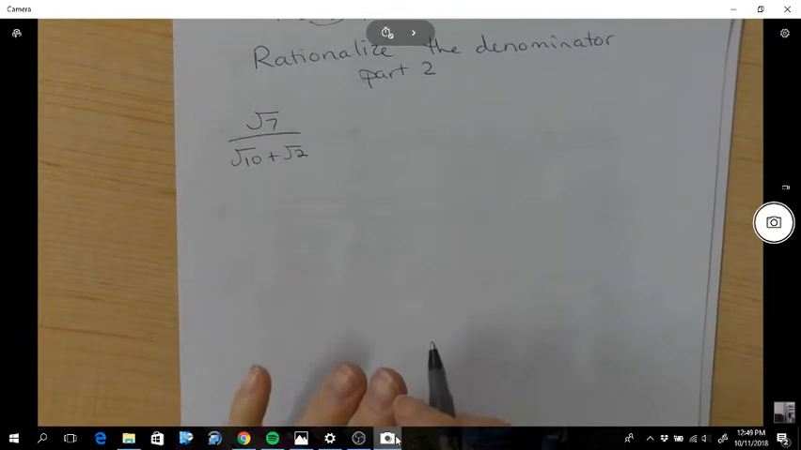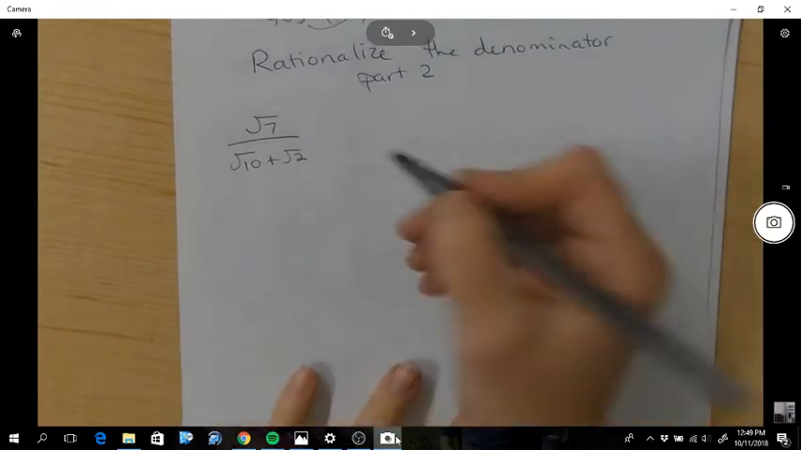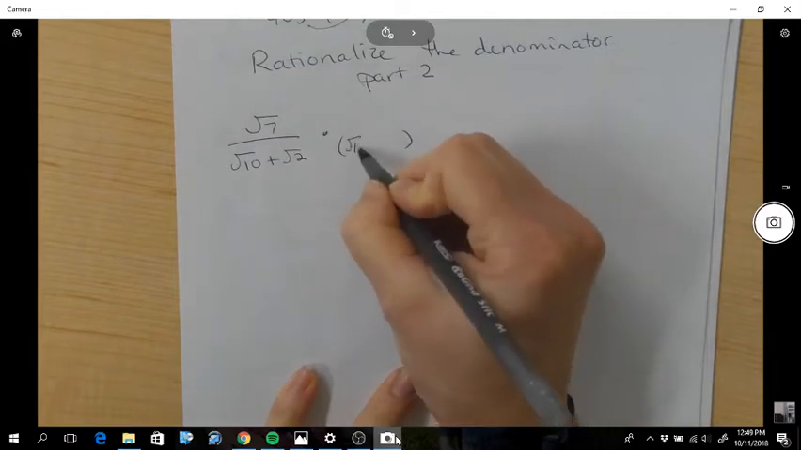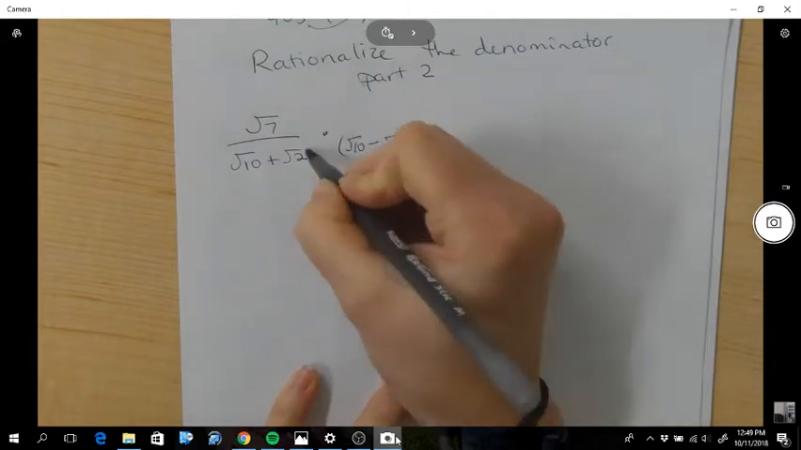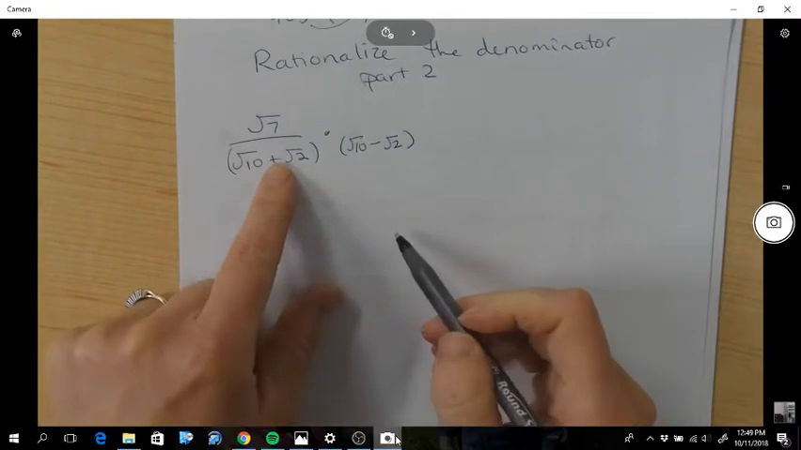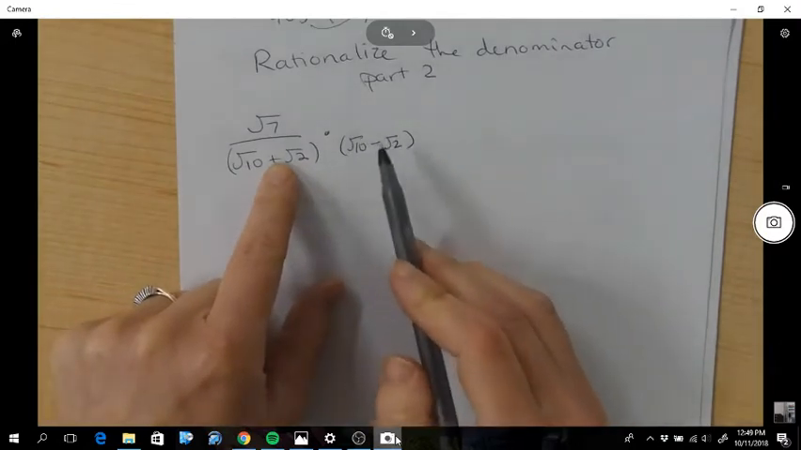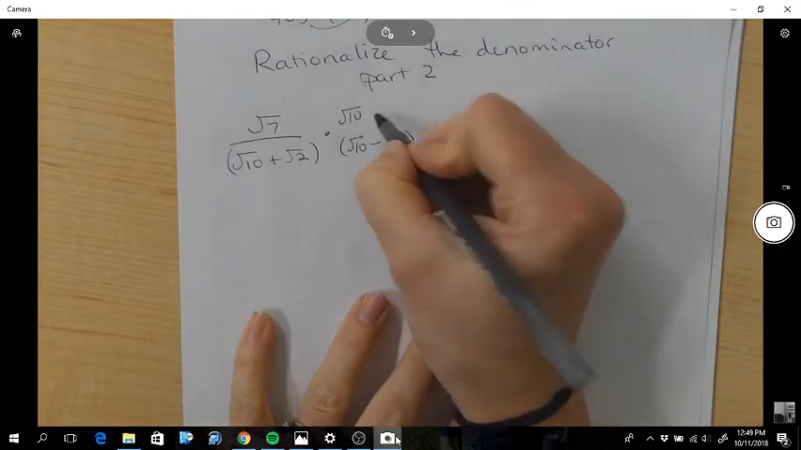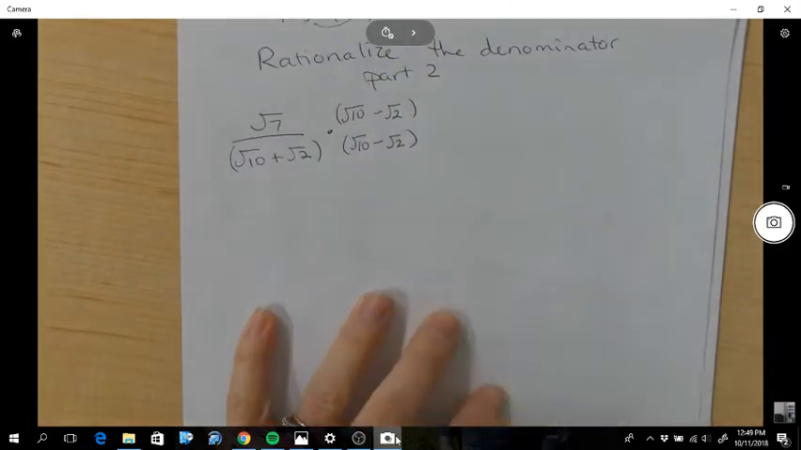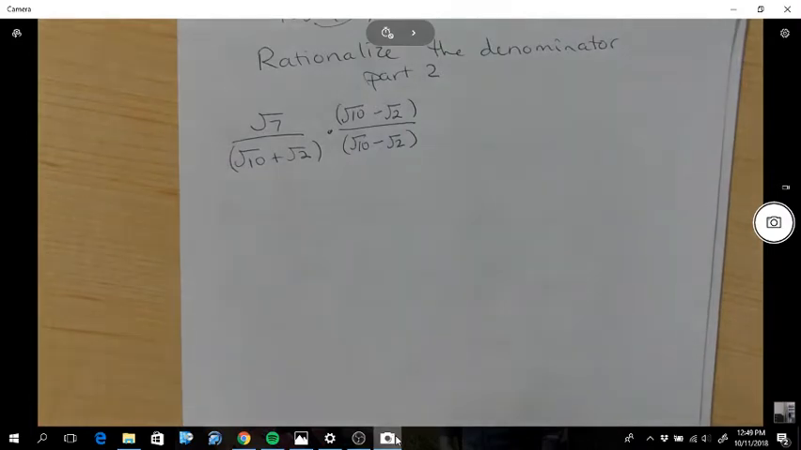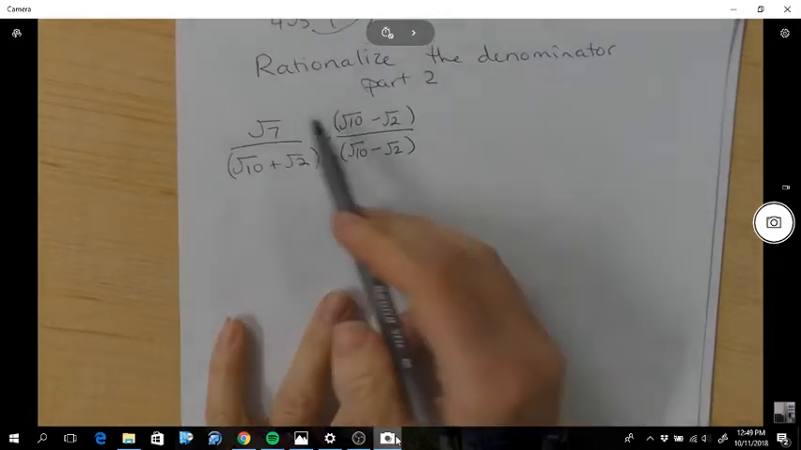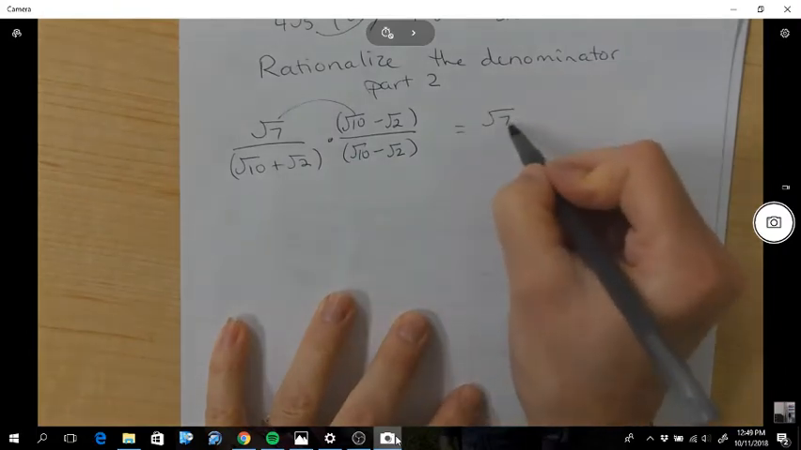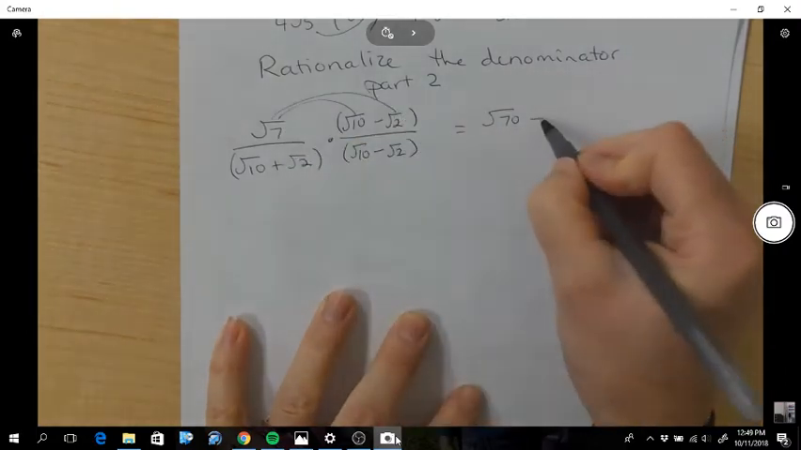by the conjugate. Do you remember when I talked about conjugate before? It is the same binomial with the opposite sign. So this has a positive, so I write a negative. Okay, so now root 10 minus root 2 also in the numerator. So we have on the top root 70 minus root 14.